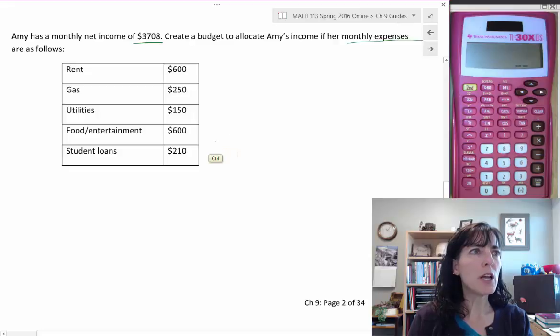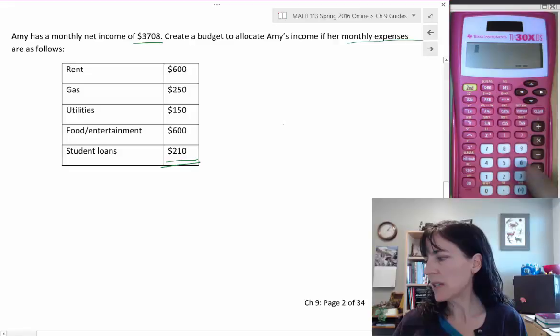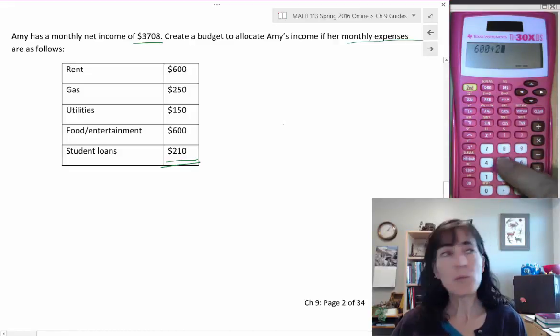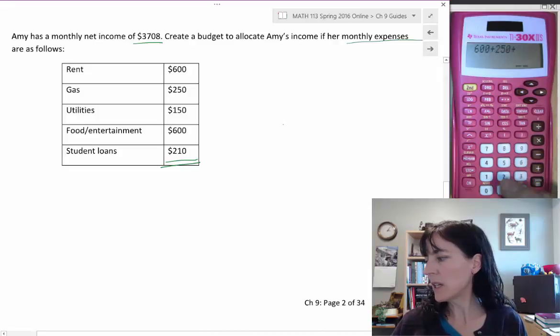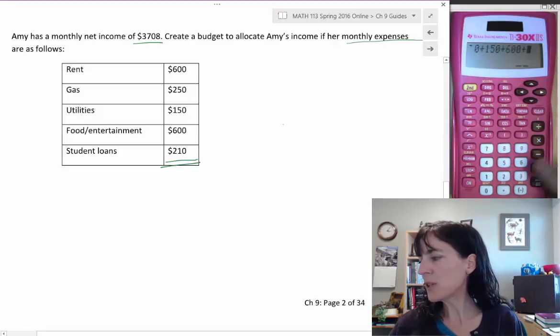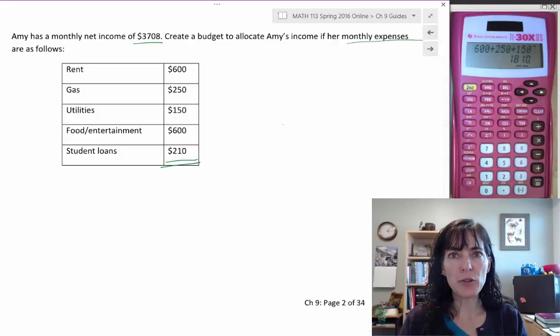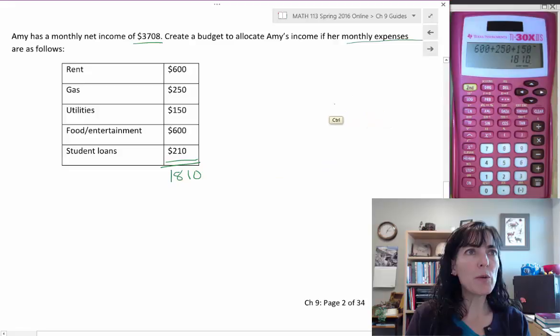That's really good. So what we want to do is add up all of the expenses that they're giving us for Amy. So I'll put those in on my calculator. So I have 600 plus 250 plus 150 plus 600 plus 210 equals $1,810.